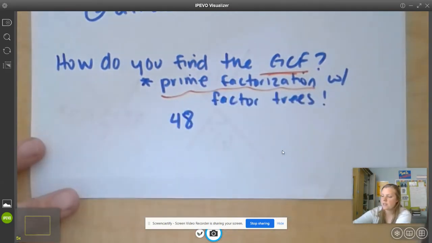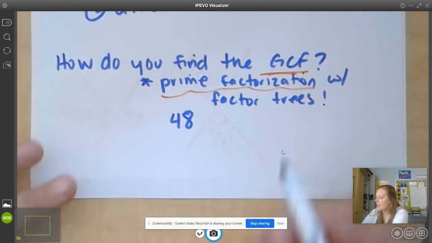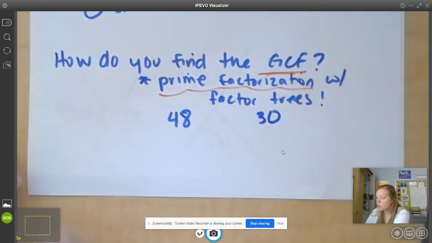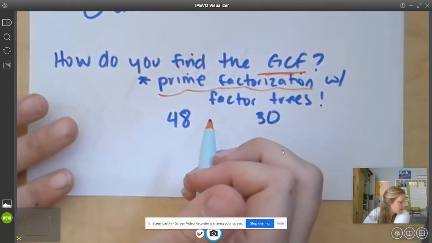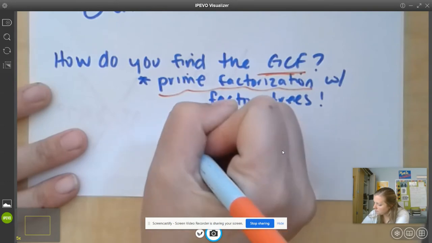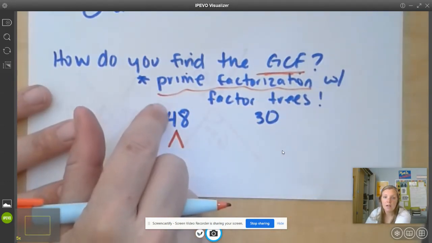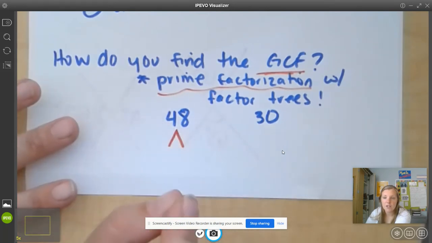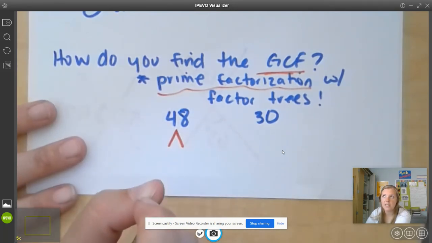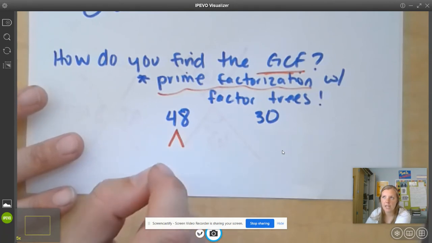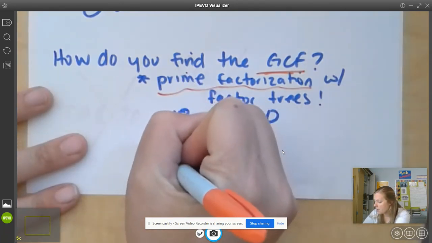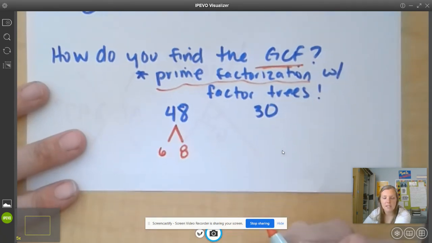So if I want to find the greatest common factor of 48 and 30, for example, you might be able to brainstorm. You might know right away the answer is 6. But if you don't, this is your backup plan. Factor trees are your backup plan. You are going to split up the number into 2 factors. So factors multiply. So you would think, what 2 numbers multiply to be 48? And the first 2 that I thought of are 6 and 8, because 6 times 8 is 48.